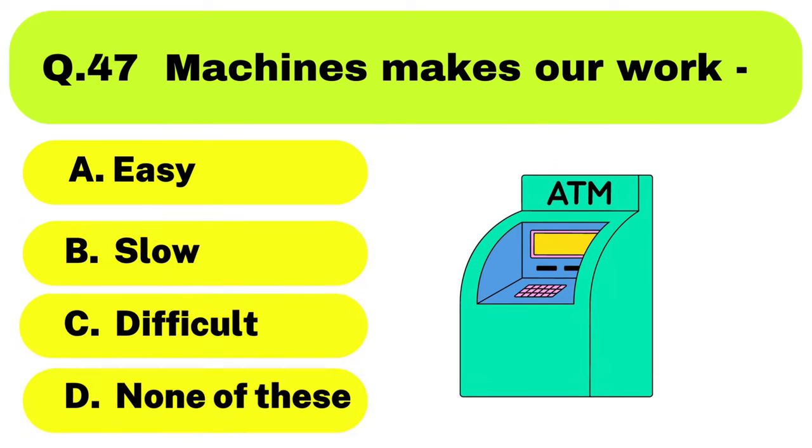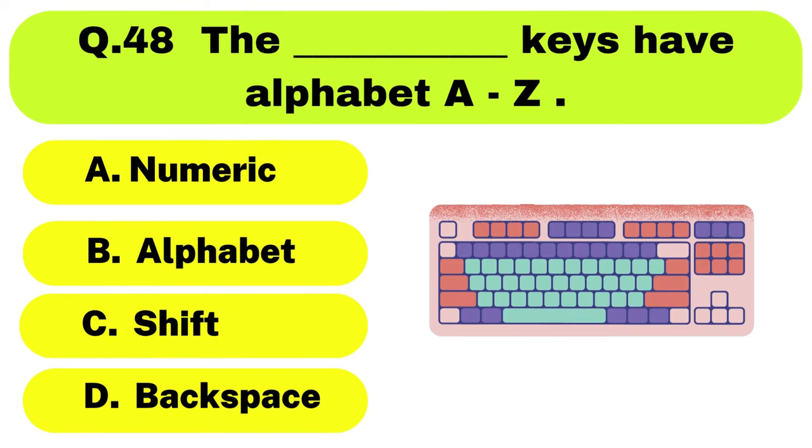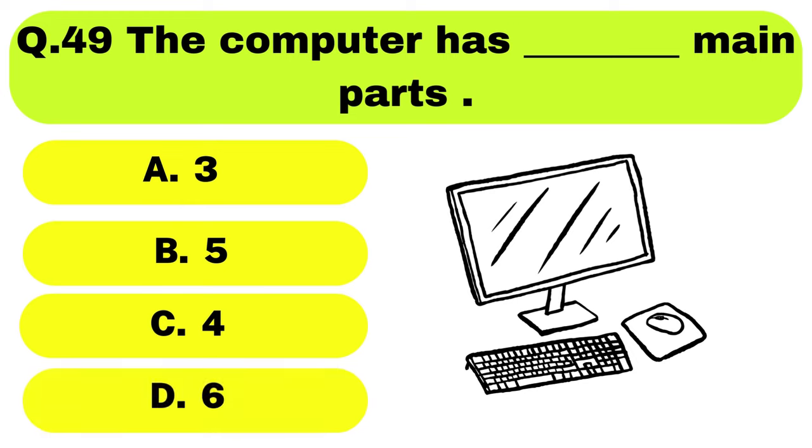Question number 47, machines make our work dash. The correct answer is option A, easy. Question number 48, the dash keys have alphabet A to Z. The correct answer is option B, alphabet key. Question number 49, the computer has dash main parts. The correct answer is option C, 4.